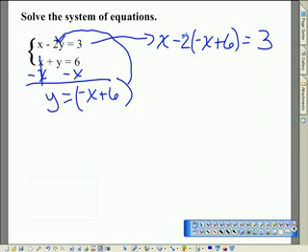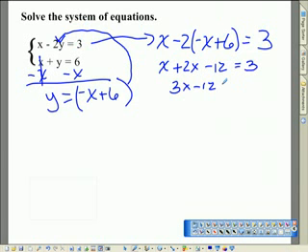Alright, so first step, I'm going to distribute the negative 2. Negative 2 times negative x is positive 2x. Negative 2 times 6 is negative 12. Equals 3. Add my two like terms together right here. x plus 2x is 3x.